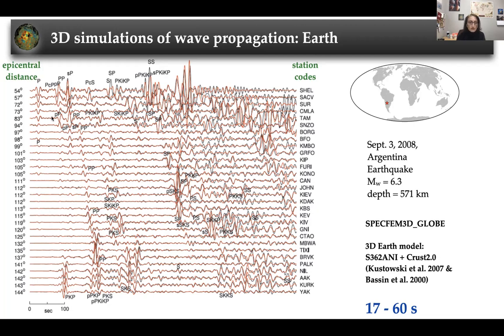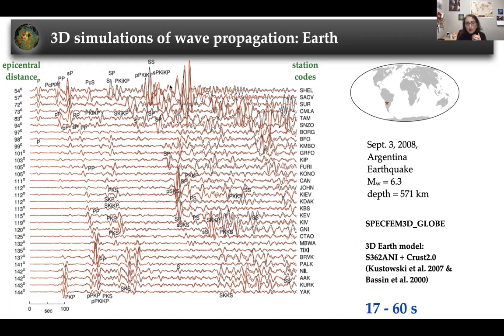So basically, we used a 3D mantle and crustal model. This is S362ANI plus Crust 2.0, which is also the starting model of our full waveform inversion modeling. And I filtered the seismograms between 17 to 60 seconds. So what we see here is that we have a pretty nice match between the observed and synthetic seismograms, especially on the body wave part, right? And you see the major phases labeled.